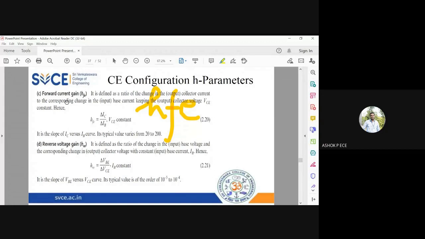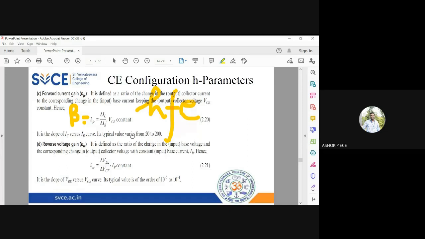And we have seen that in the common base configuration, the current amplification was not there because it was in the range 0.9 to 1. So effectively the current is not getting amplified. I told you common base configuration is not used as a current amplifier. But here, the value of this HFE is nothing but beta, correct? So what is the value of beta? Beta is 20 to 200. So current amplification is taking place here.